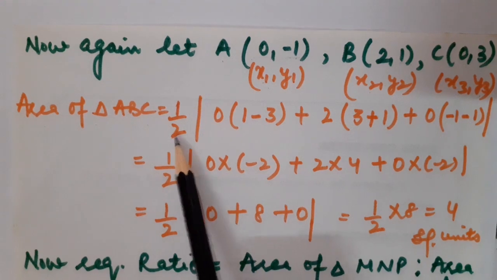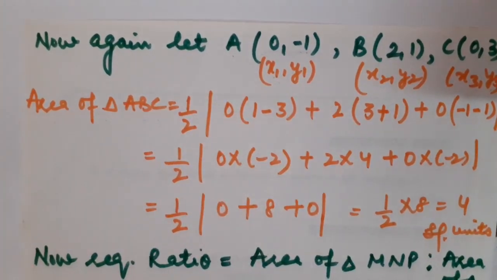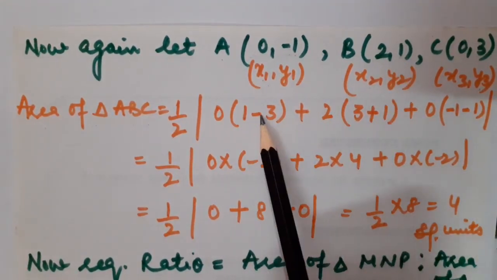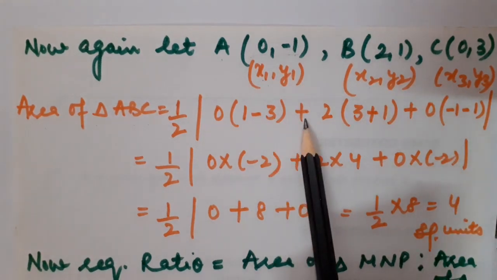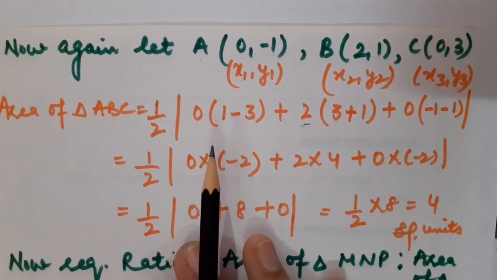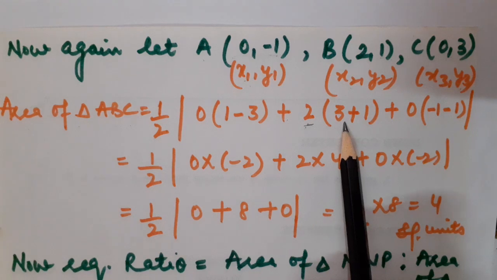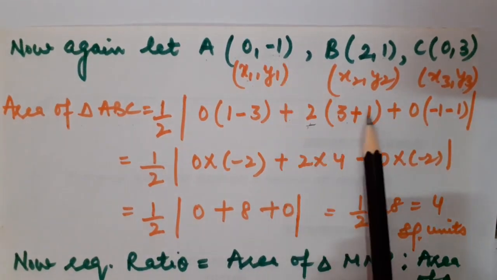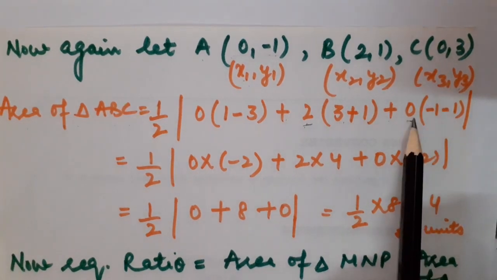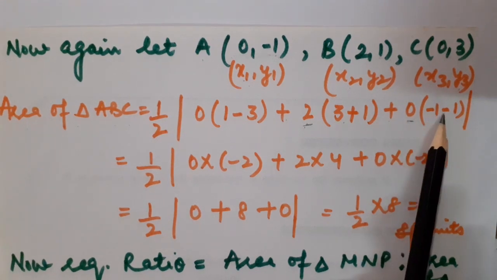This is half into what comes in the beginning? x1, this is 0, into y2 minus y3. What is y2? 1 minus y3 is 3, plus x2. What is x2? 2 into y3 minus y1. y3 is 3 and y1 is minus 1. So minus minus will become plus 1, plus x3. What is x3? 0 into y1 minus y2. This is y1, minus 1, minus y2. y2 is 1.